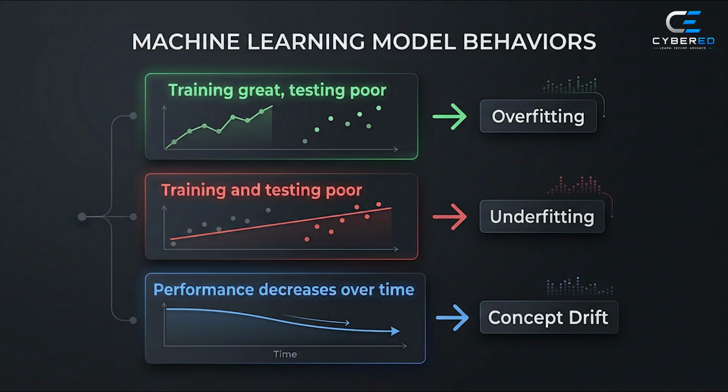Watch for these clues in exam questions. If training performance is excellent, but new data performance is poor, that's usually overfitting. If performance is poor everywhere, that could indicate underfitting. If the model used to perform well, but becomes less accurate as threats change, that's likely concept drift.